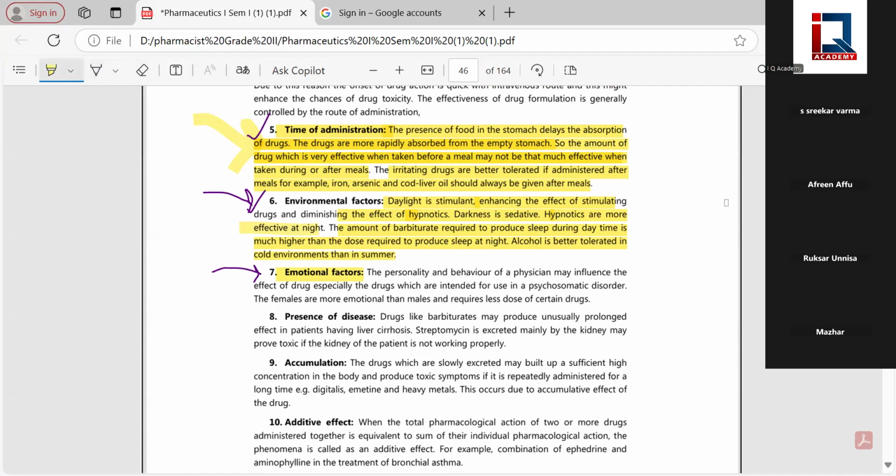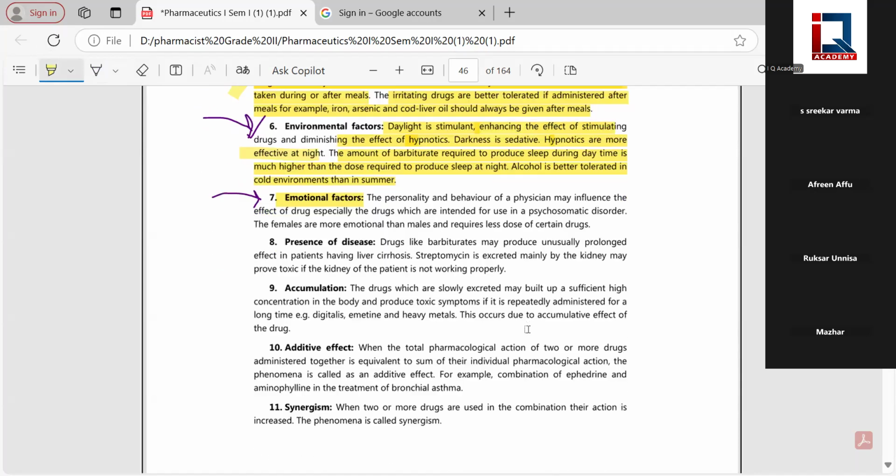It does affect it, because many of us know about the dummy drug, the placebo effect, right? The personality and behavior of the physician may influence the effect of a drug. If a physician says that this drug is not going to work, that you will die even if you take this drug, then the drug doesn't work on the patient. Sometimes doctors give placebos and say that this drug is going to work wonderfully, and we literally see the effect. So the placebo effect also plays a vital role. Emotional factors are important.